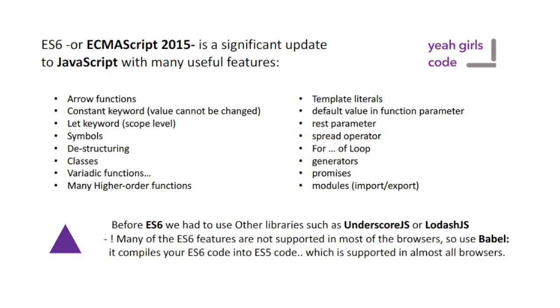So today I'm going to talk about ES6, or ECMAScript 2015, which is a significant update to JavaScript with many useful features. You have arrow functions, the const keyword, the let keyword, symbols, destructuring, classes, variadic functions, many higher order functions, template literals, default values in function parameters, rest parameter, spread operator, for of loop, generators, promises, modules, import, export. All of these are very useful features that are covered in ES6.